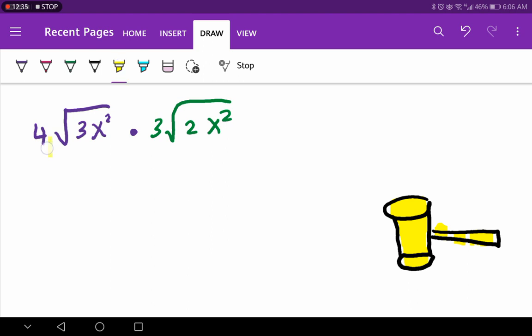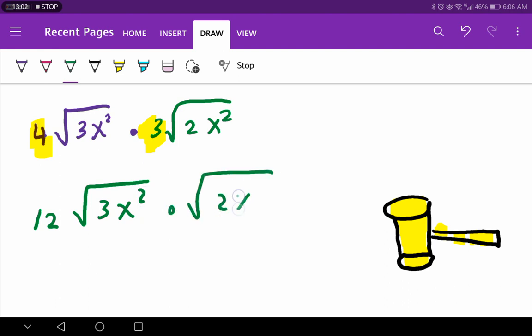Now I said to my students, start with this and this and this and this, give me 12. Okay, keep it, it is good. Now it gives 12. So 12 radical 3x squared multiplied by radical 2x squared. What I did, my dear student, I just multiplied 3 by 4. Good? So far so good.